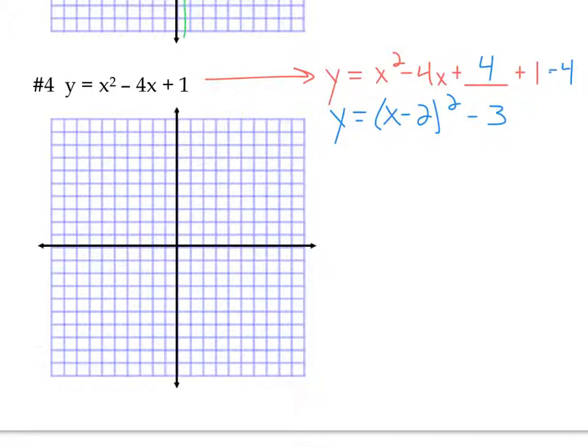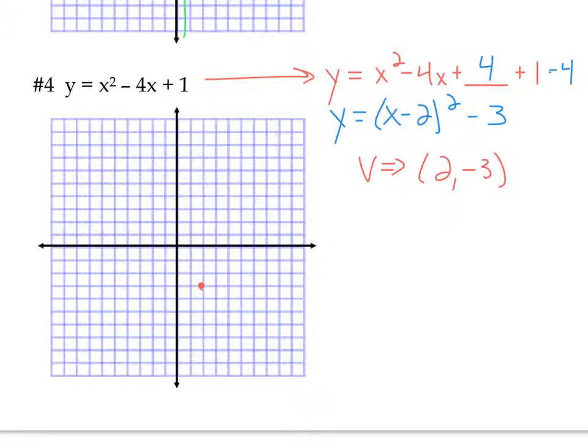So now we can identify the vertex. The vertex is going to be at 2 comma negative 3. We also see that it's a y equals with an x squared, so we know it's opening up or down. And since this is a positive 1 that would be here, it opens up. So this is going to be a parabola opening up. That's important to think about from the beginning here. So we're going to go to 2 comma negative 3, and there's our vertex.